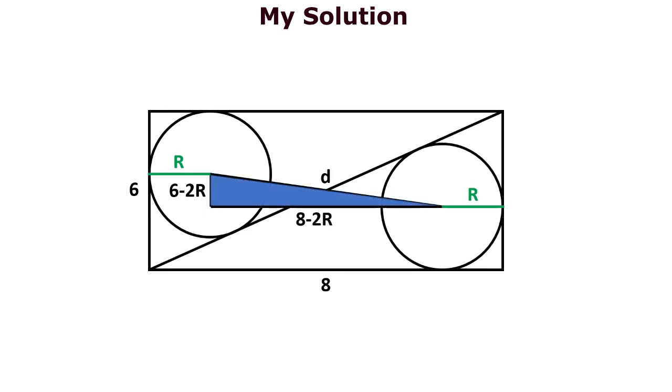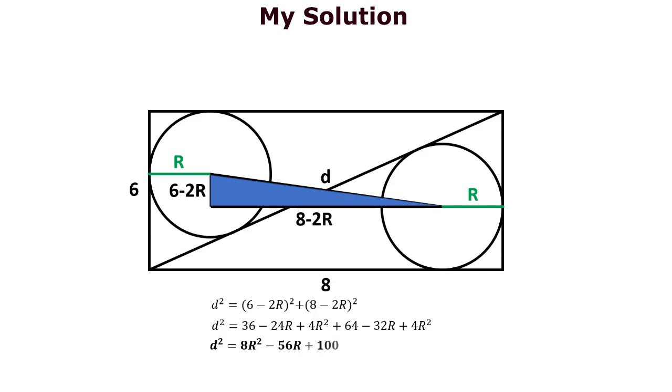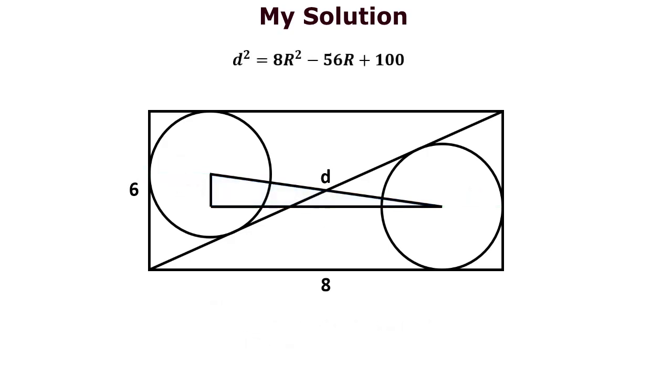By applying the Pythagorean theorem to the right-angled triangle, we can state that the square of distance d is equal to the square of 6 minus 2 times r, plus the square of 8 minus 2 times r. After expanding the brackets, we get that d squared equals 36 minus 24 times r plus 4 times r squared, plus 64 minus 32 times r plus 4 times r squared. Further simplification leads us to conclude that d squared equals 8 times r squared minus 56 times r plus 100. This is the first useful relationship, and it will help us in the future.